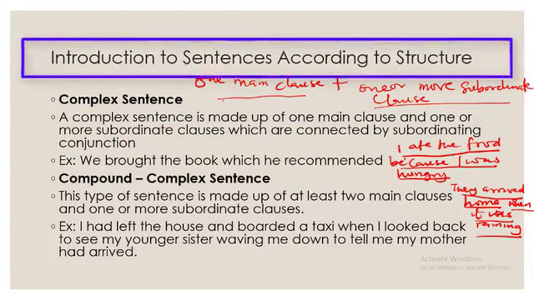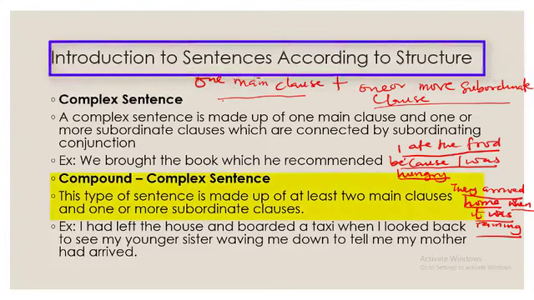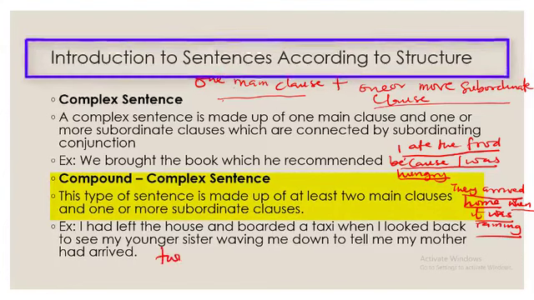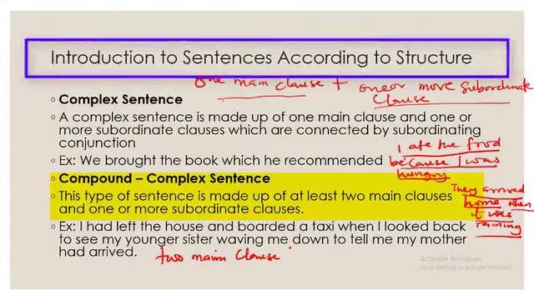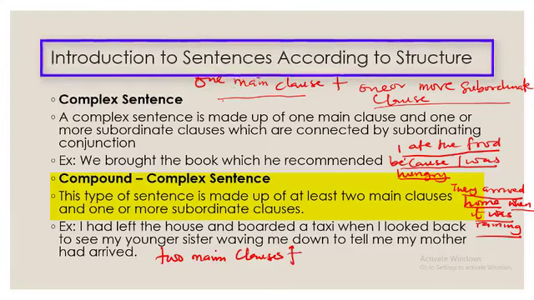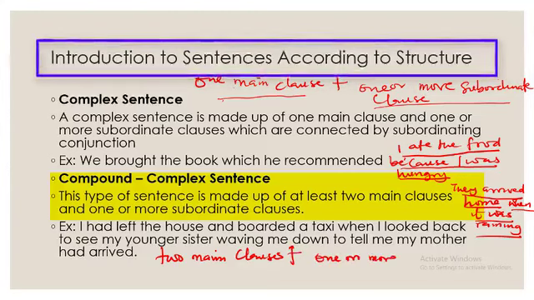Now in the compound complex sentence, we have two main clauses and at least one subordinate clause. So the formula is two main clauses plus one or more subordinate clauses.